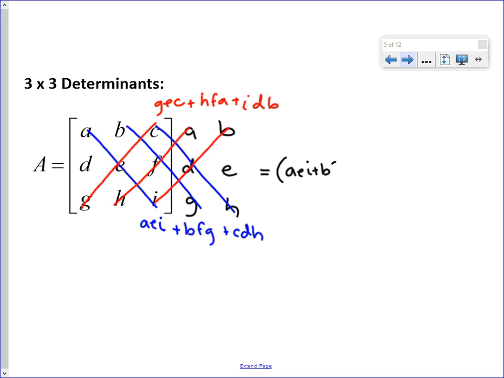AEI plus BFG plus CDH. Add those all together, so I'm going to protect them with a group of parentheses, although it doesn't really matter here in terms of order of operations. And then subtract from that, and I'm going to put in another group of parentheses, GEC plus HFA plus IDD. Now, that set of parentheses is really important because you have to add those three diagonals together before you subtract the number. Again, this will be a little bit easier when they're actually numbers because then you can just add them together.